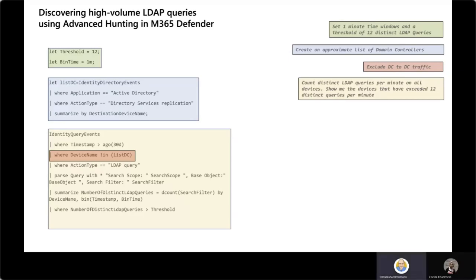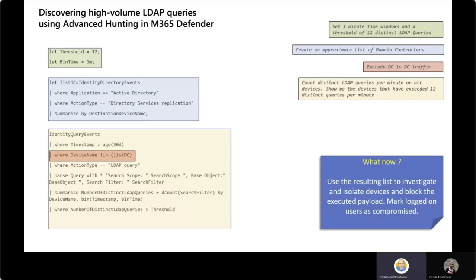Now, what should you do once you identify such devices? At this point, SOC teams can take containment measures within the Microsoft 365 Security Center, for example, using indicators to isolate the devices involved and block the remotely executed payload across the environment, as well as mark suspect users as compromised.